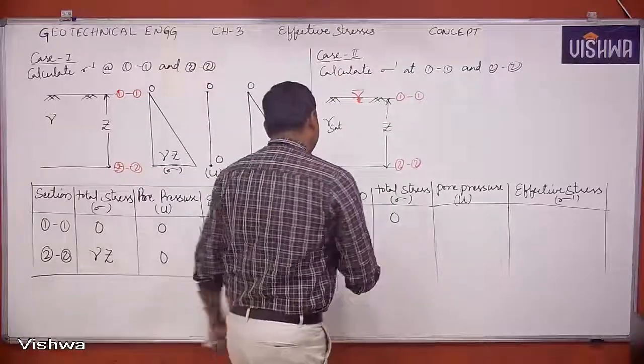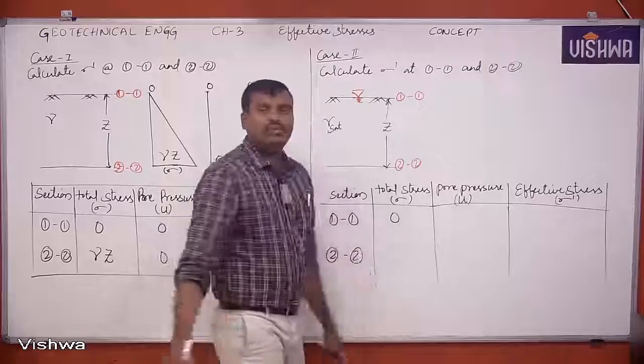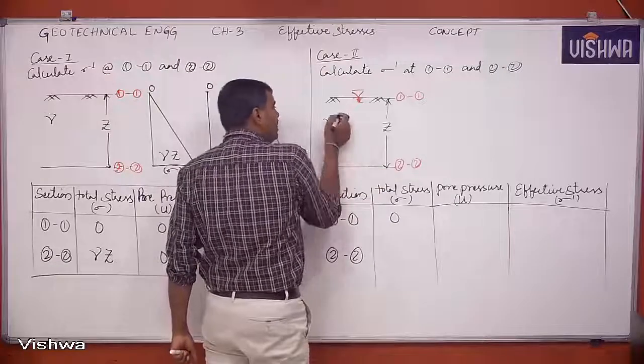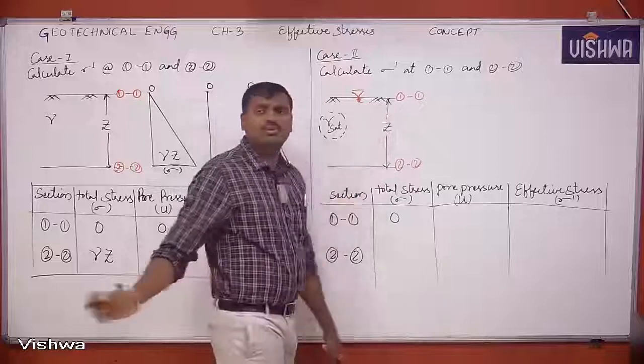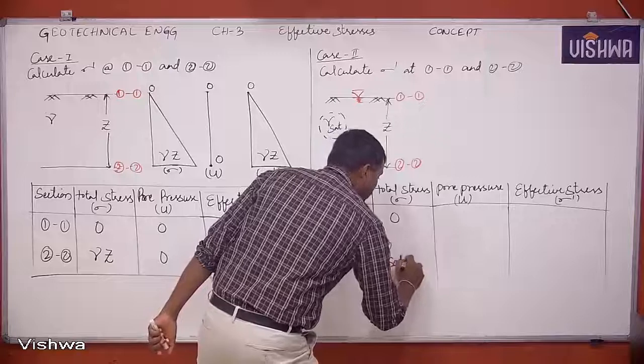Coming to 2-2. Now here, what is the unit weight of soil given? Gamma sat. Thickness of soil up to 2-2 is Z. Therefore, it will be gamma sat into Z.